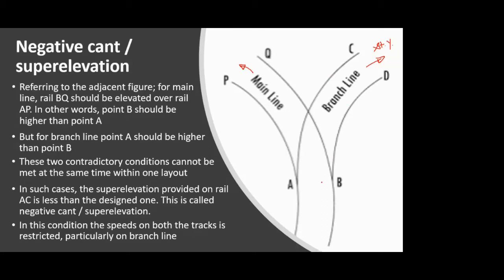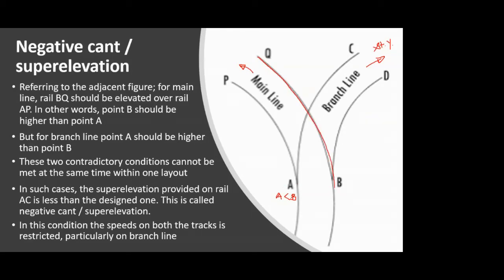Now if you logically place the superelevation concept here, whatever the turn is, the outer rail will have more elevation than the inner rail. So if you divide it into points A, B, P, Q, A and P are the inner rail because the train is taking a left turn. So the level of A should be less than the level of B, because the outer rail BQ is the rail that will provide the superelevation.